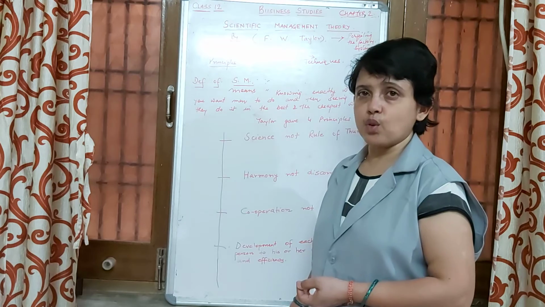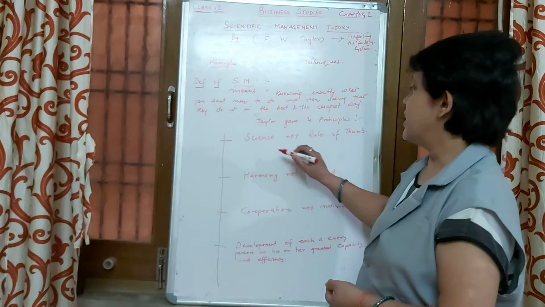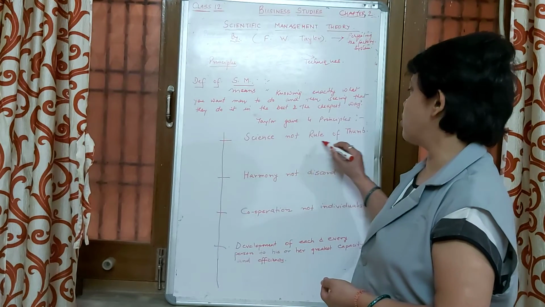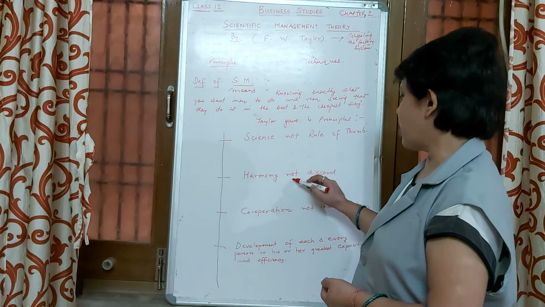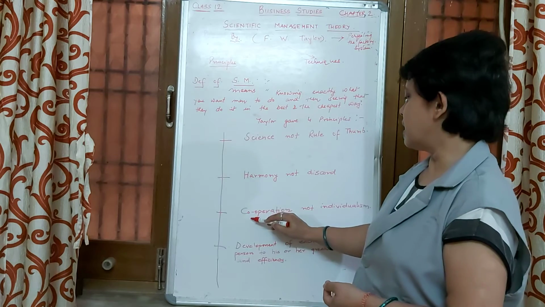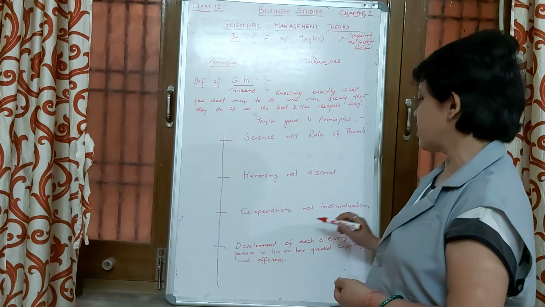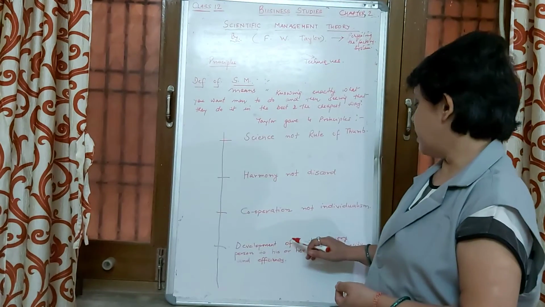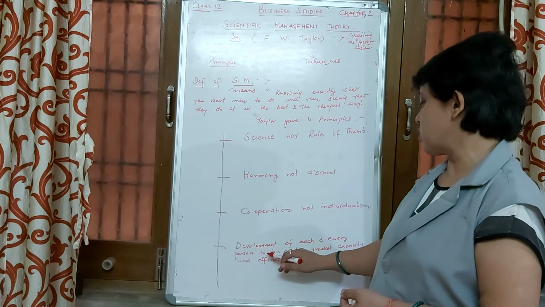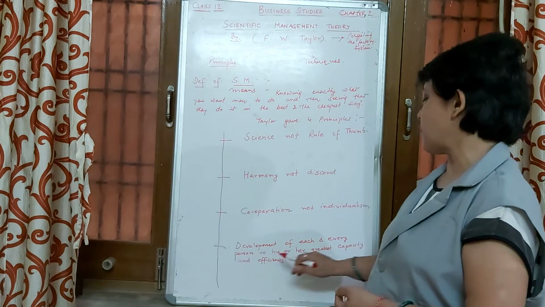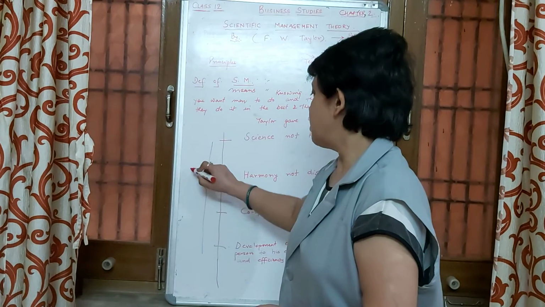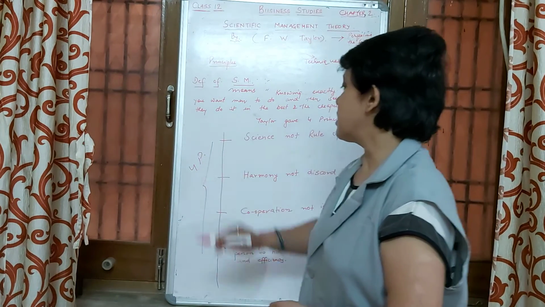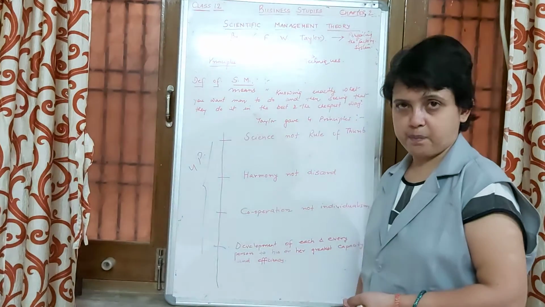He has given 4 principles of management. One is science, not rule of thumb. Second is harmony, not discord. Third is cooperation, not individualism. And fourth is development of each and every person to his or her greatest capacity and efficiency. So these are the 4 principles which Taylor has devised.